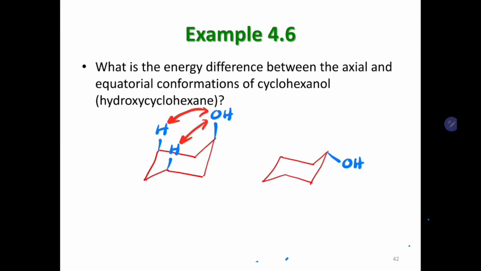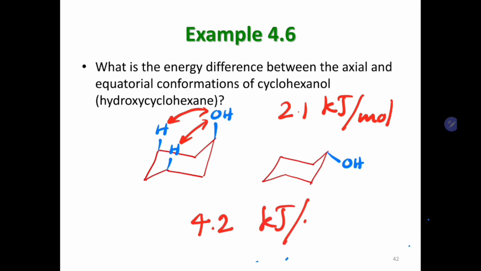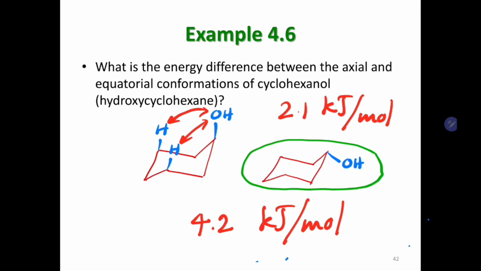So each interaction is how much? If you take a look at that table, each interaction is 2.1 kilojoules per mole. So you have 2 of them. So the total energy will be 4.2 kilojoules per mole. So therefore, the conformation with the OH group in the equatorial position is more stable. By how much? By 4.2 kilojoules per mole. Okay, that is how you understand and answer these types of questions.